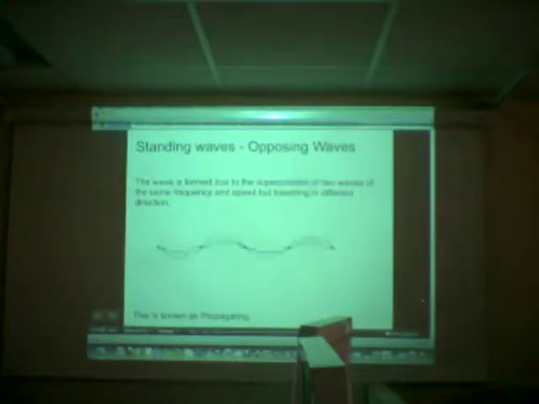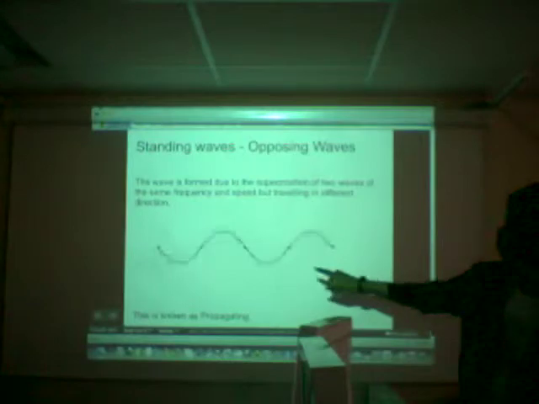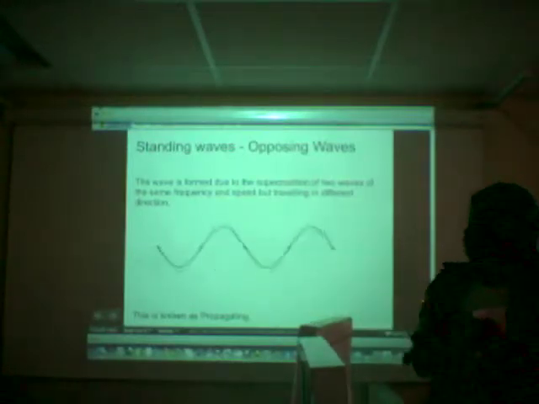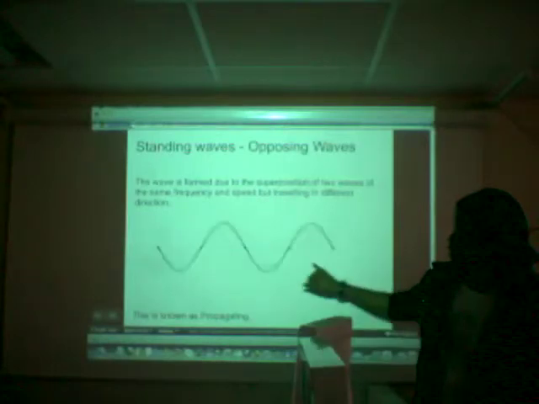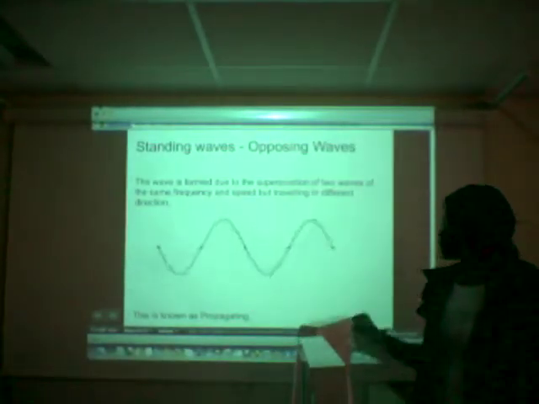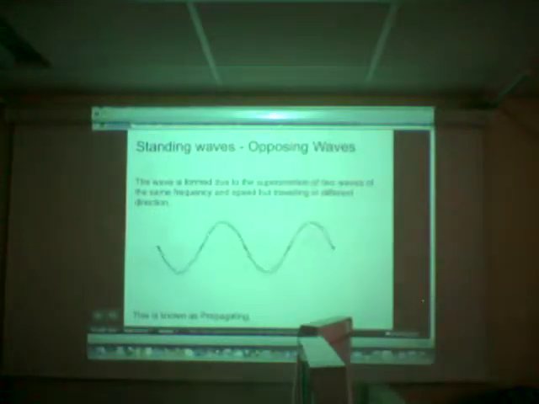Another way of describing them is opposing waves. The wave is formed due to the superposition of two waves of the same frequency and speed traveling in different directions. So as you can tell, in grey and blue, there are two waves coming from different directions with the same frequency and speed, and they'll create a super wave which would become the standing wave. This is also known as propagating.